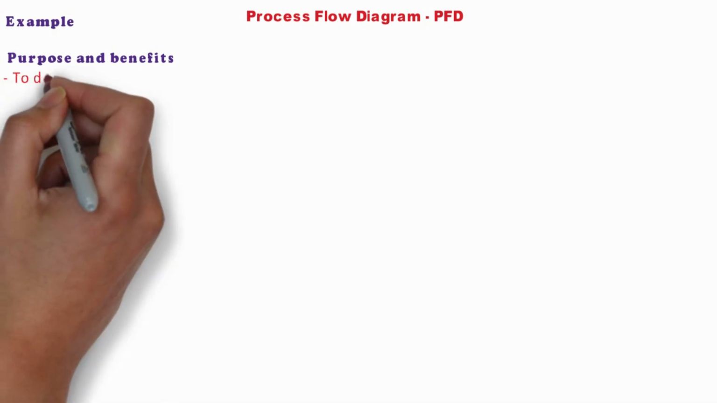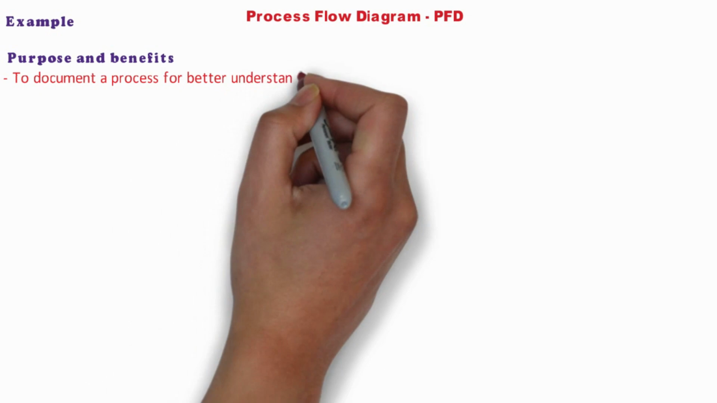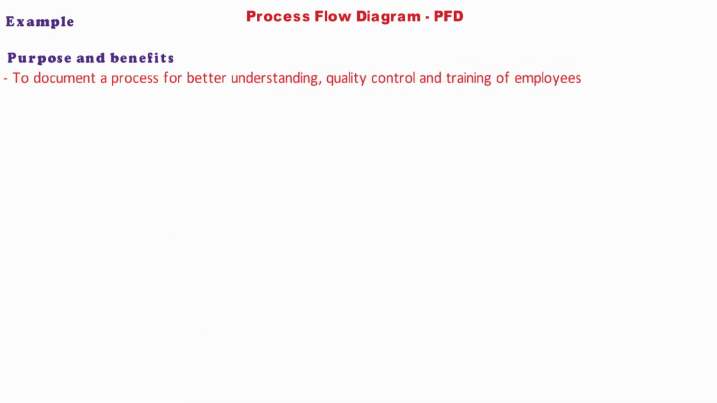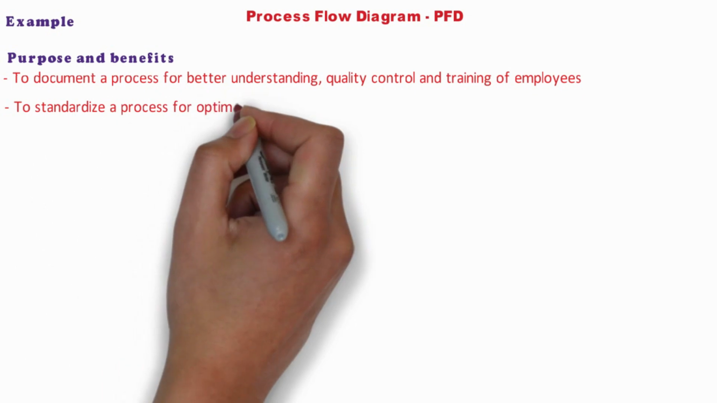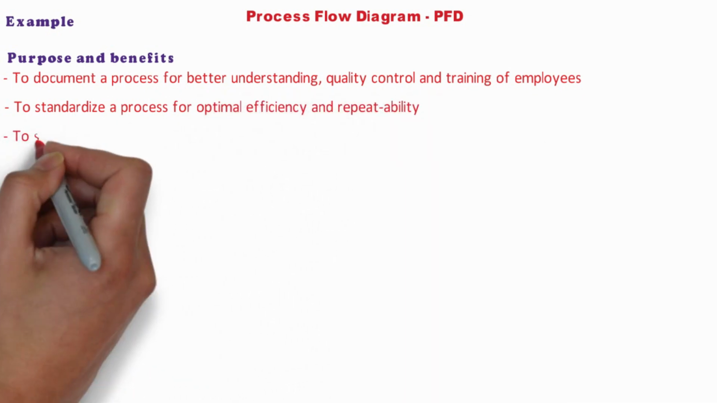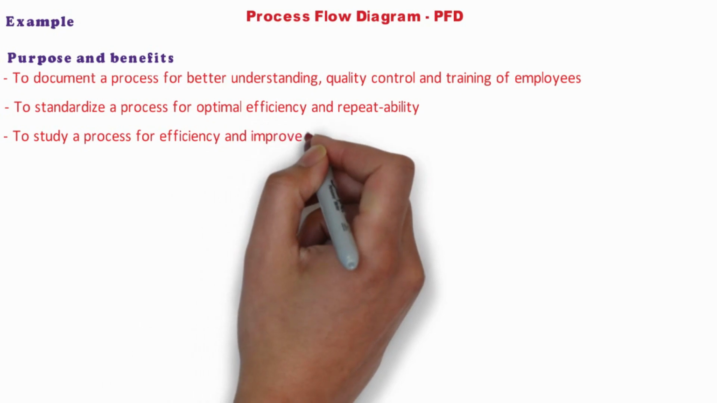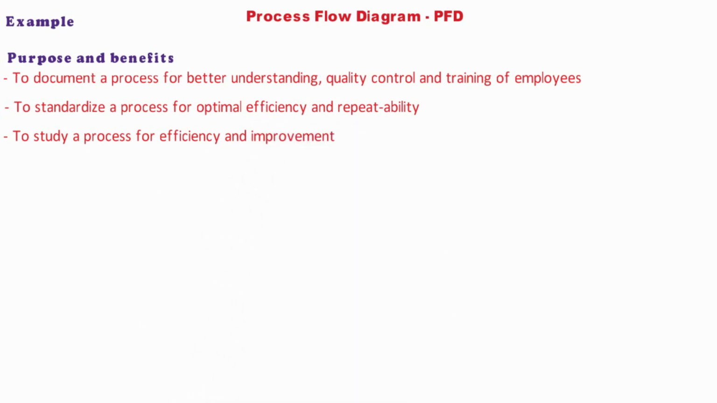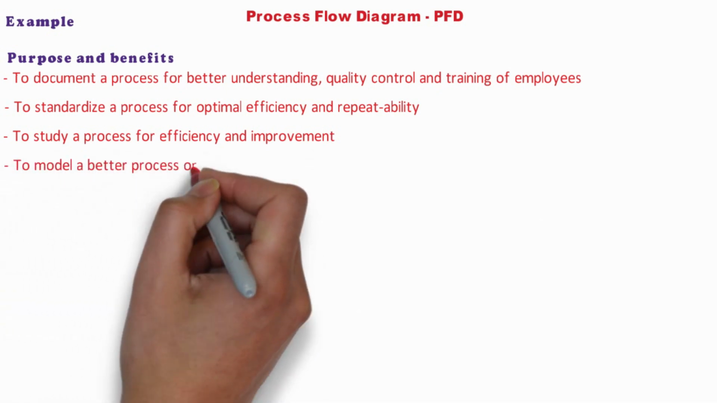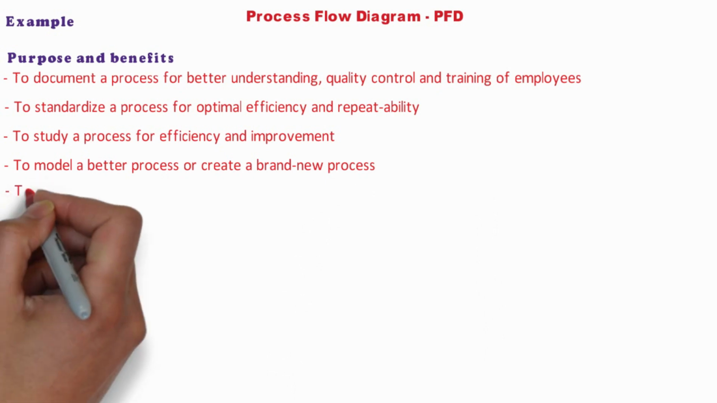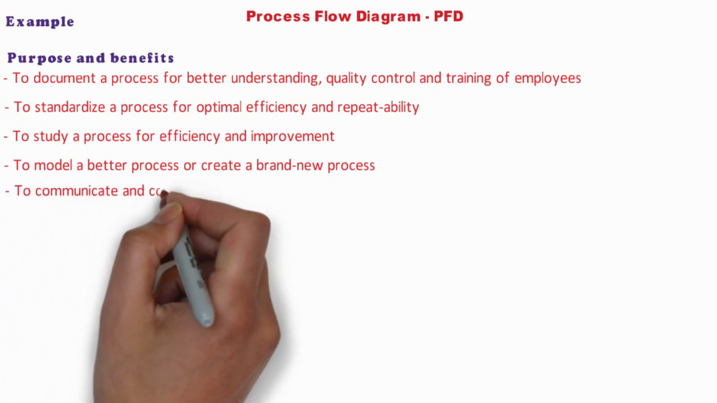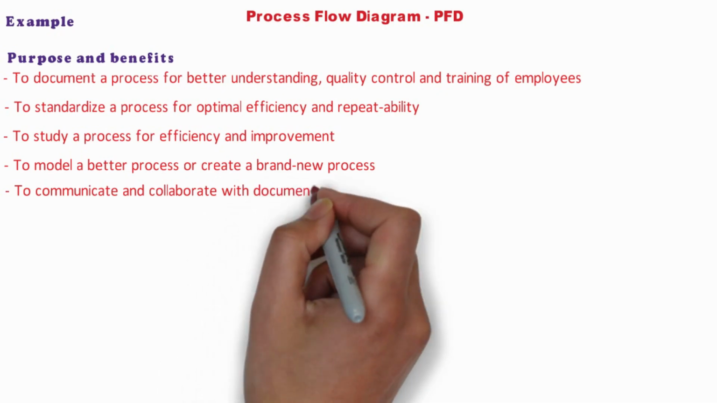After all this, the question arises about its purpose and benefits. So let's see. A process flow diagram has multiple purposes, like to document a process for better understanding, quality control, and training of employees, to standardize a process for optimal efficiency and repeatability, to study a process for efficiency and improvement. It helps to identify unnecessary steps, bottlenecks, and other inefficiencies, to model a better process or create a brand new process, to communicate and collaborate with documents that speak to various roles in the organization or outside of it.